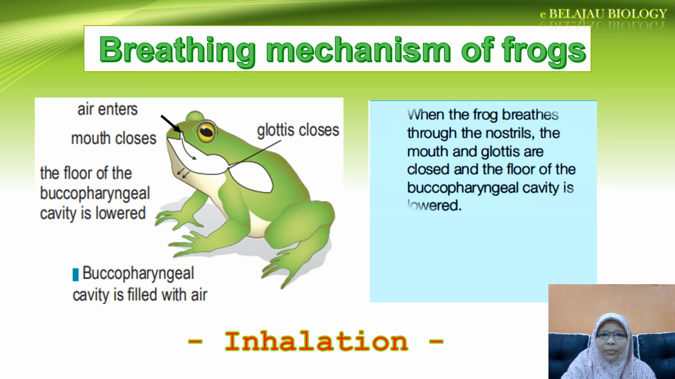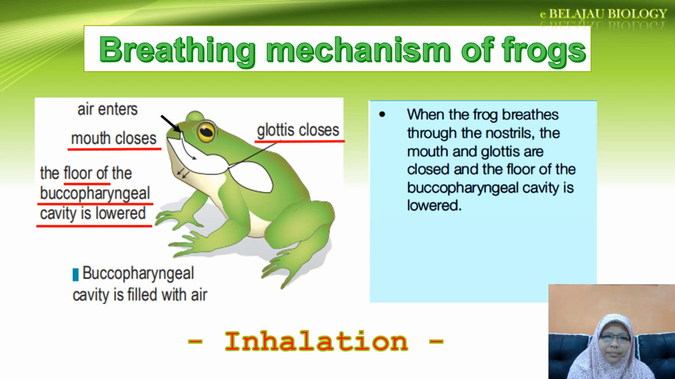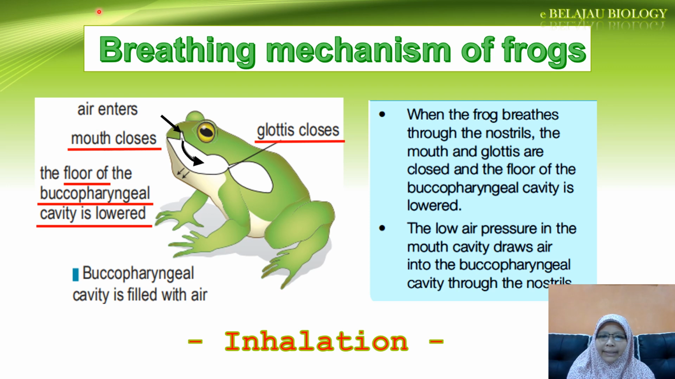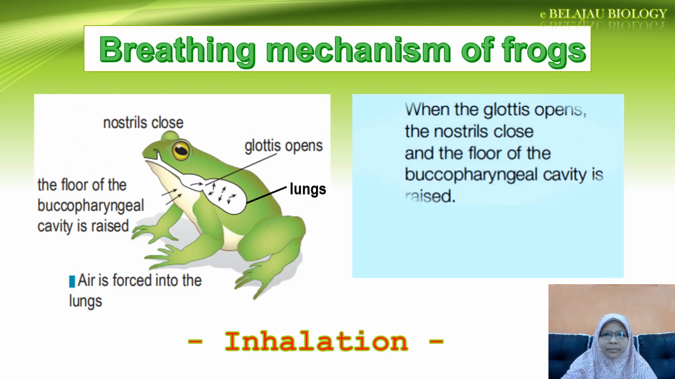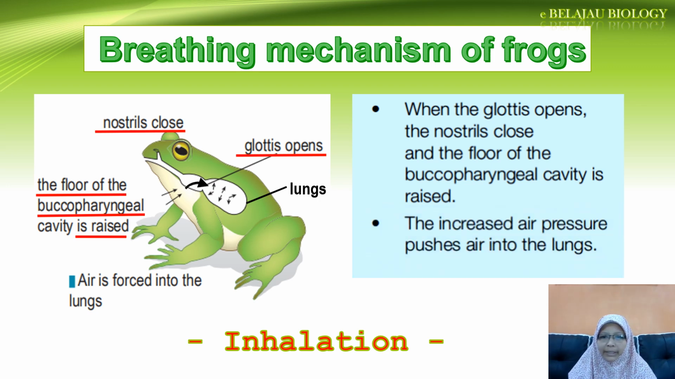During inhalation, what happens is the frog breathes through the nostrils. The mouth and glottis are closed and the floor of the buccopharyngeal cavity is lowered. The low air pressure in the mouth cavity draws air into the buccopharyngeal cavity through the nostrils. Then, when the glottis opens, the nostrils close and the floor of the buccopharyngeal cavity is raised. The increased air pressure pushes air into the lungs.